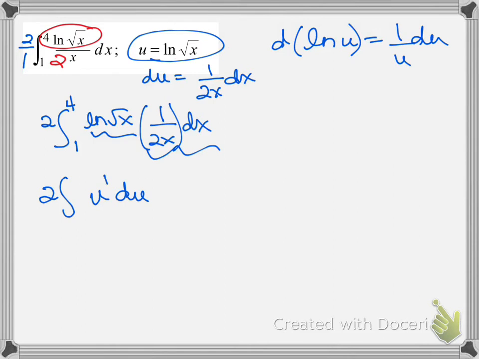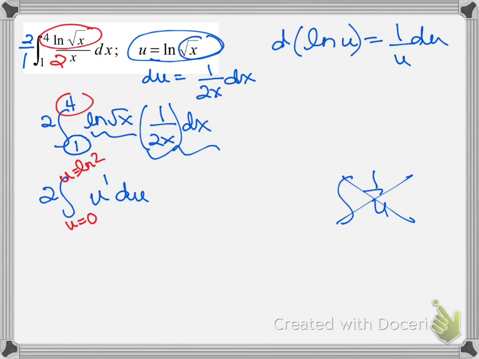Add 1 to the exponent and divide by the result. Don't confuse that with the integral of this. This would be natural log. Okay, that's not what we've got. We've got u to the first on the top. All right, getting my u bounds. Plugging in a 1 for x right here, we get the natural log of 1, which is 0. Plugging in a 4, we get the natural log of 2.